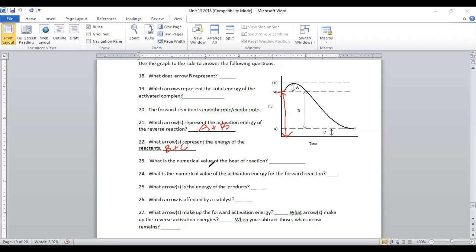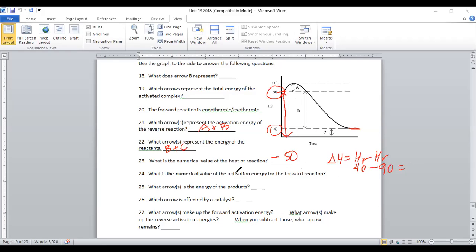Okay, what is the numerical value of heat of reaction? So delta H is heat of products minus heat of reactants. Okay, so these are your products. So you read over 40 minus reactants, 90. 40 minus 90 is negative 50, and it probably is kilojoules or something like that.